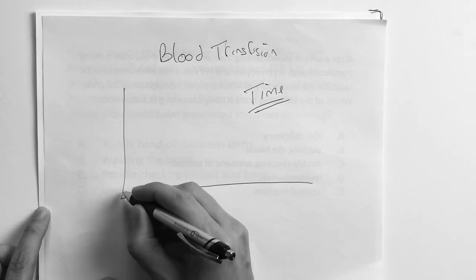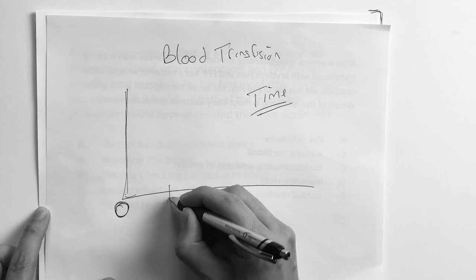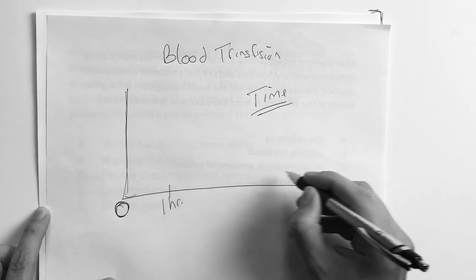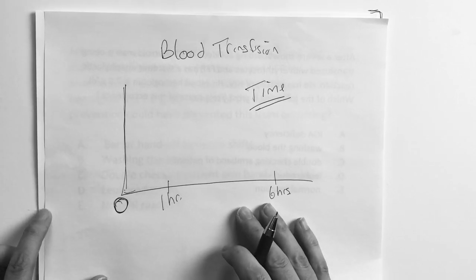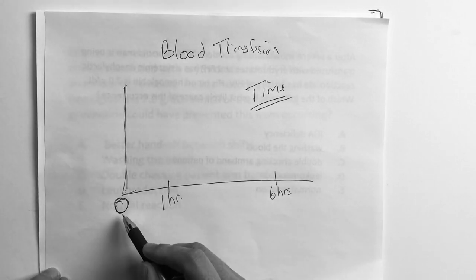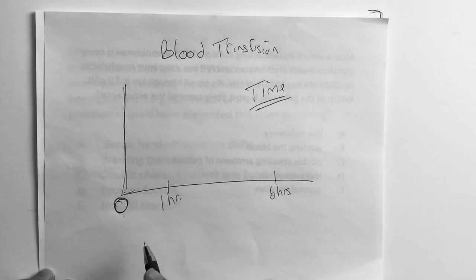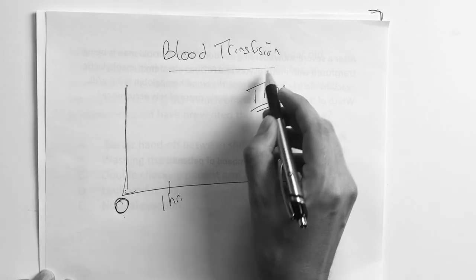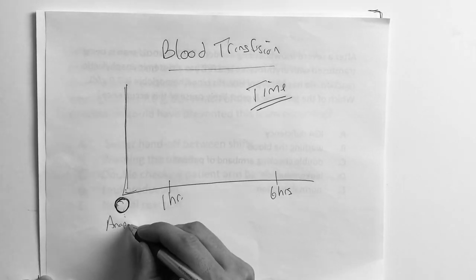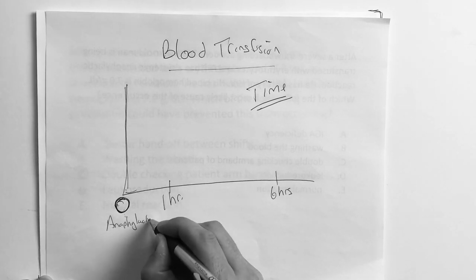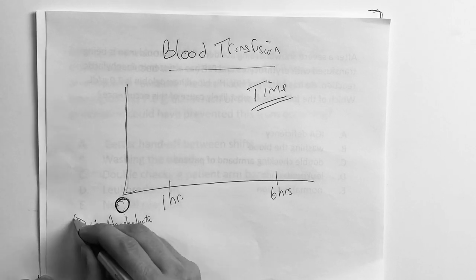So here's the y-axis, x-axis. This is going to be zero time, so that means right away. And then we have 1 hour, and then we'll say 6 hours, okay? So you've got to know three things from this: what it's called, the mechanism behind it, and also how you would have prevented it. So if you do a blood transfusion and then right away, immediately, there's a reaction, that's going to be called anaphylactic. It's an anaphylactic reaction. We're just going to call that the diagnosis on this, okay?